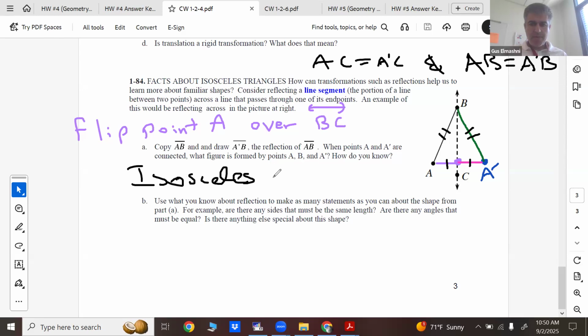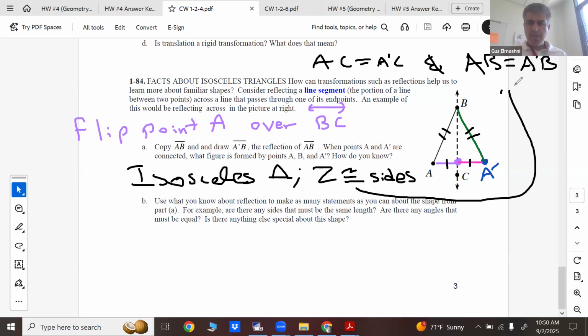Triangle. And that's because you have 2 congruent sides. And my two congruent sides are those right there. Those are my two congruent sides.